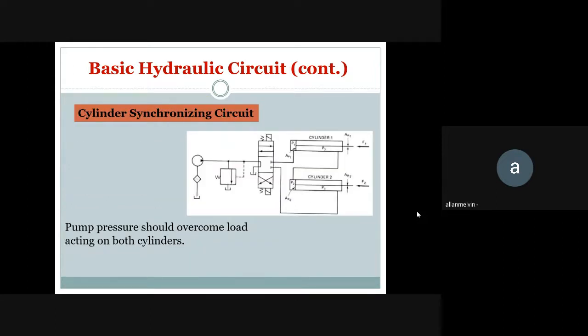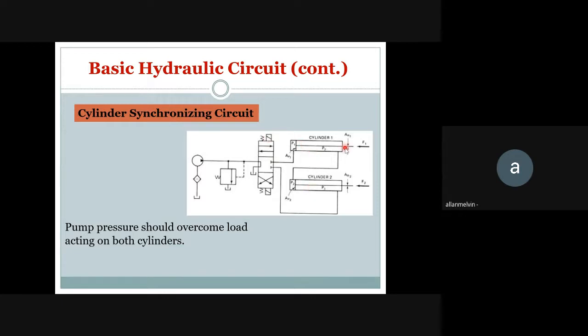Then we also have the cylinder synchronizing circuit. Sorry for the circuit, it's sideways because it's from the book. Cylinder synchronizing circuit, to put it in my own words: this is your supply unit, and you have a direction control valve and two cylinders. If you see here, when the hydraulic oil enters here, this cylinder will start to extend, and the oil in this part will go out and extend the other cylinder. That's why we call it synchronizing.